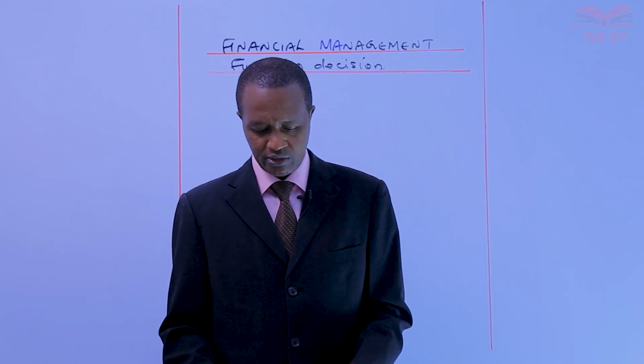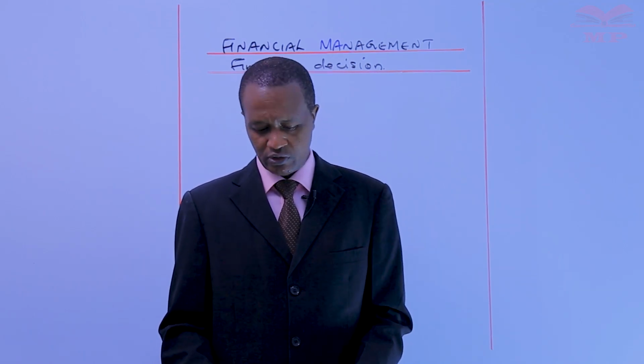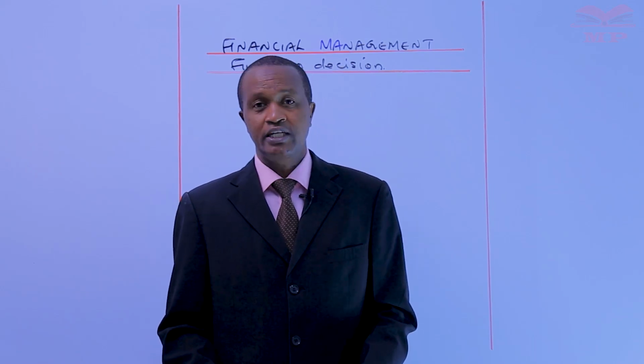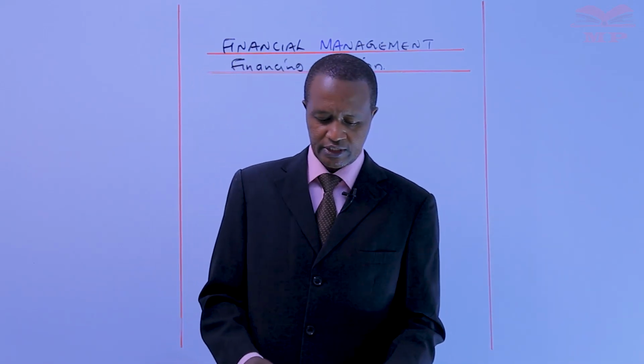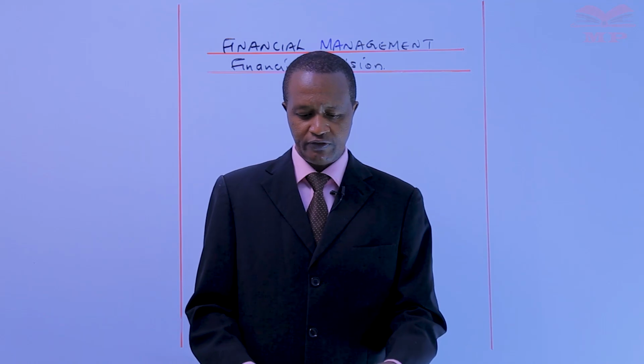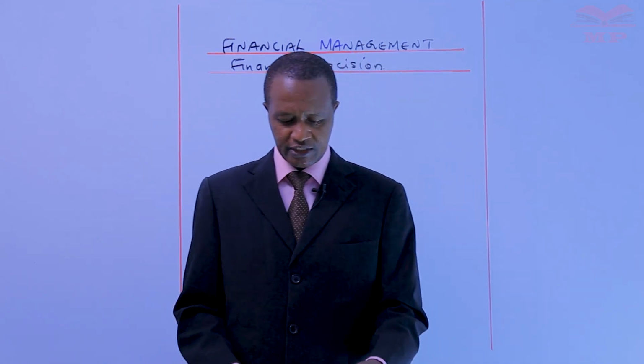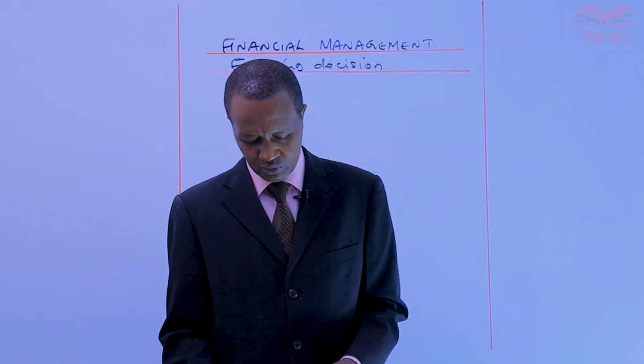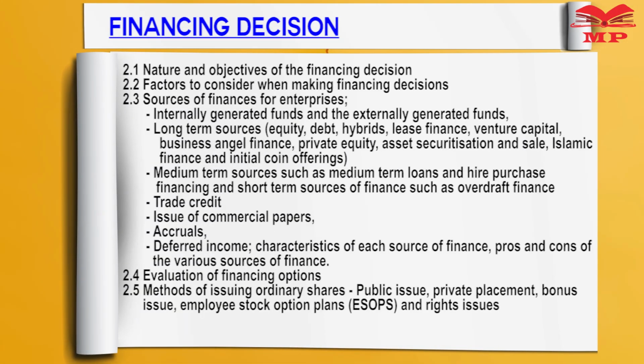Today we begin the discussion of the second crucial decision that is expected of a financial manager, that is the financing decision. This chapter is arranged into 5 subtopics. Number 1 is the nature and objectives of the financing decision. Number 2, factors to consider when making financing decisions. Number 3, sources of finances for enterprises.